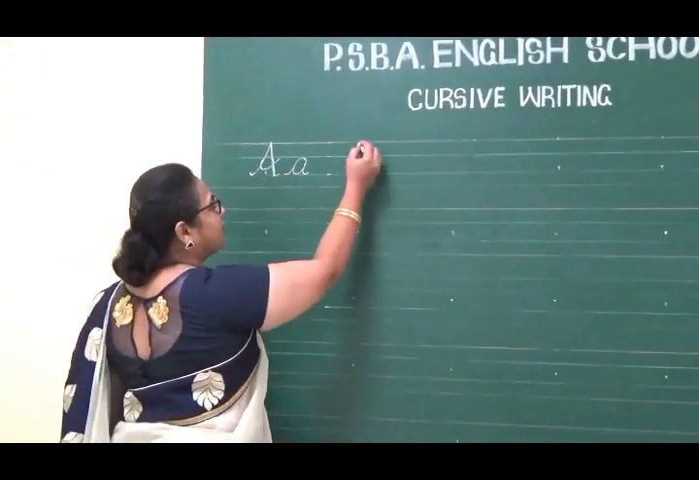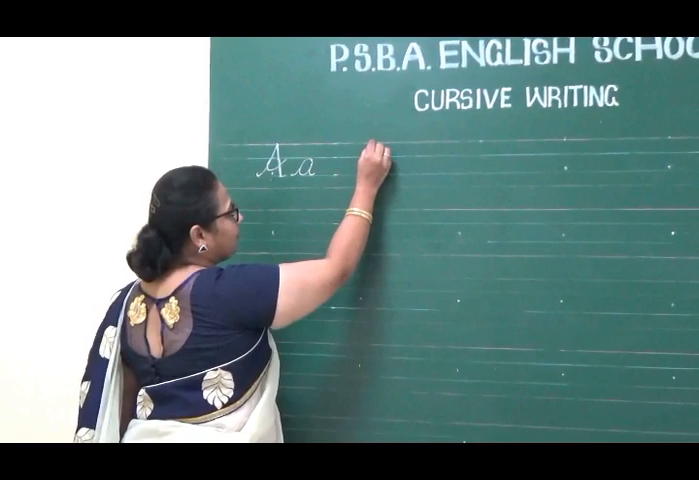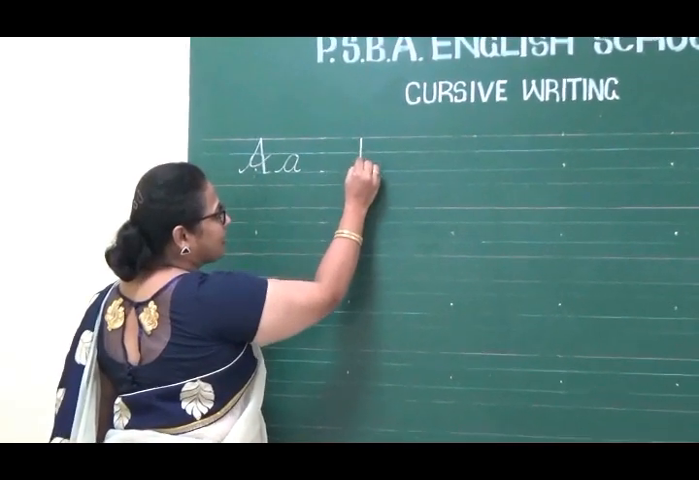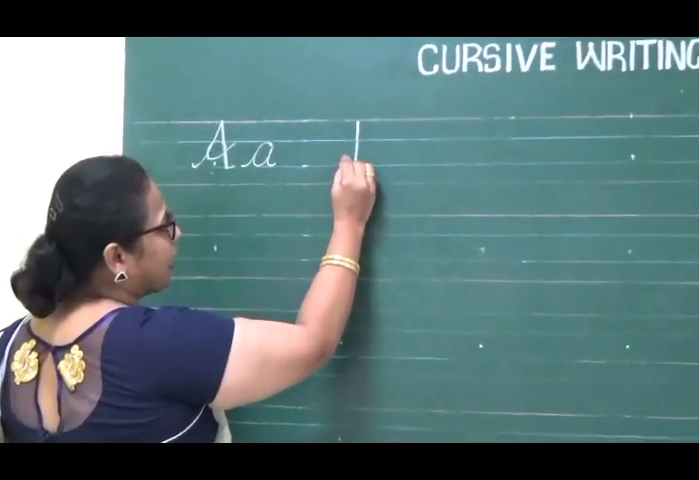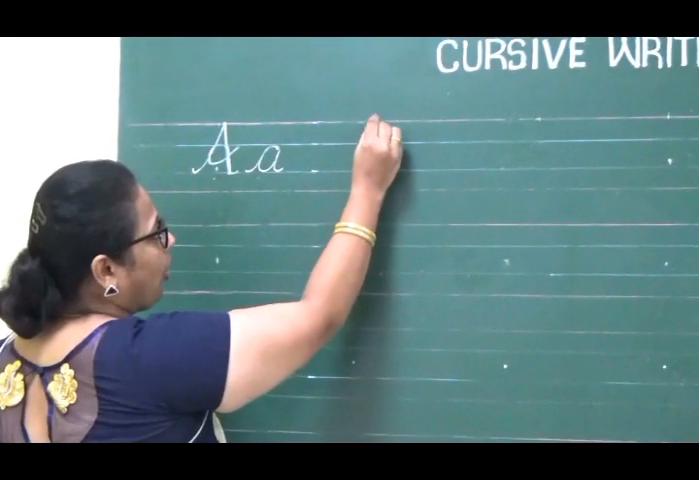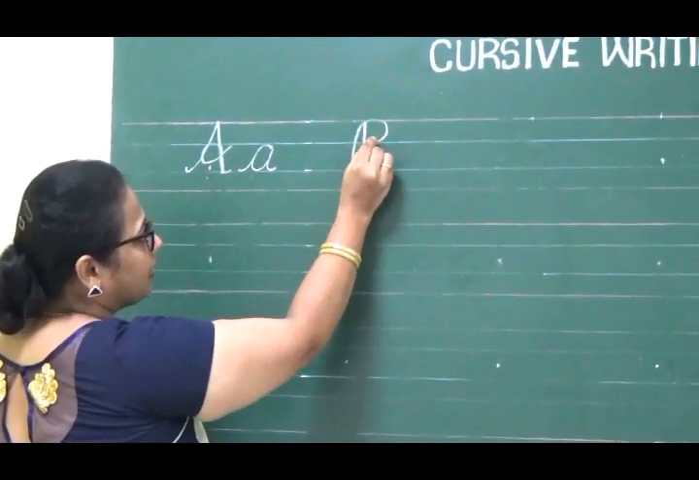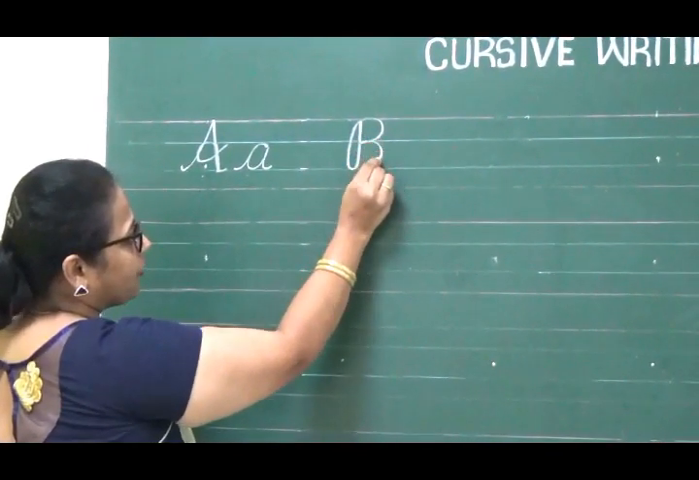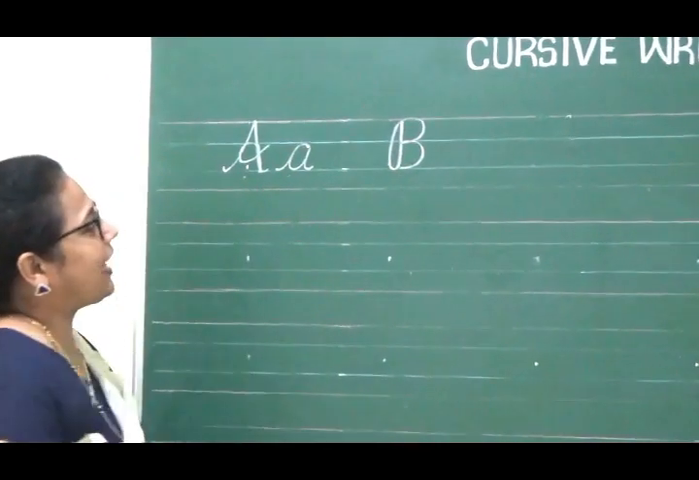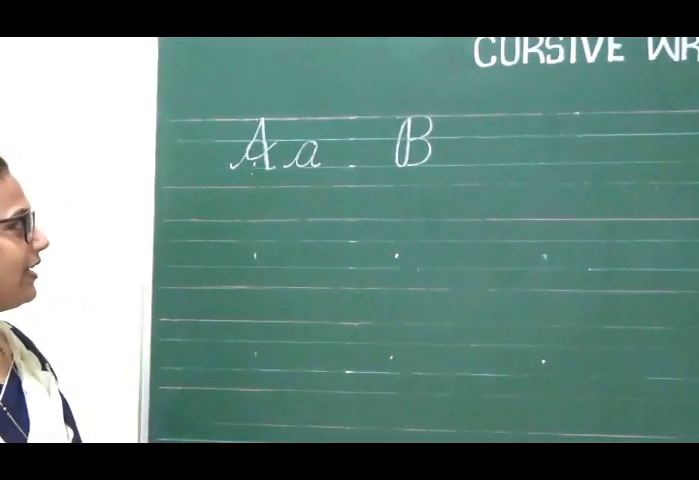The next letter is B. You have to draw a standing line and you have to take a loop, go up, half circle and one more half circle. So this is capital cursive B.